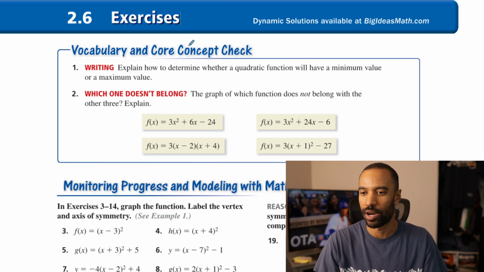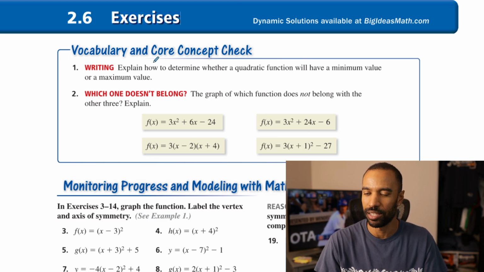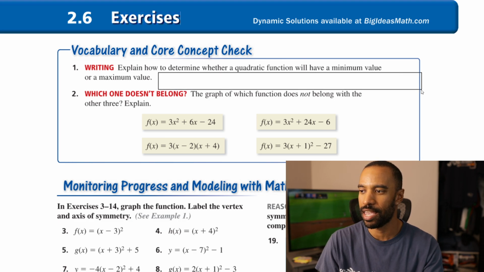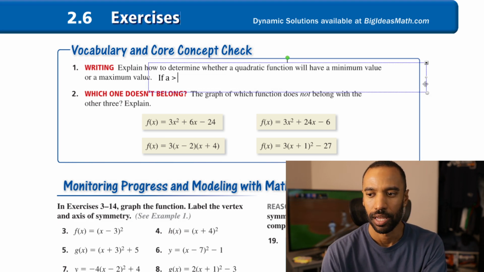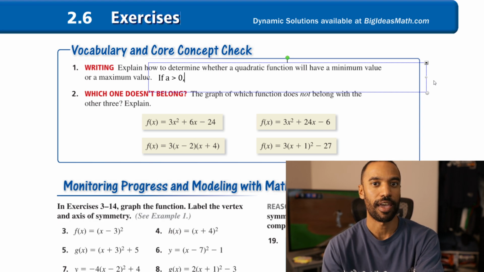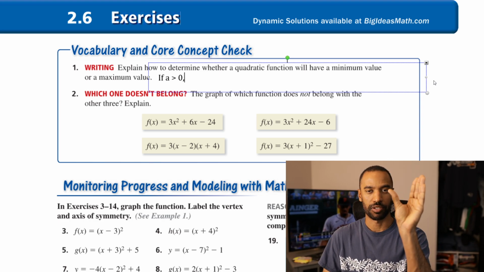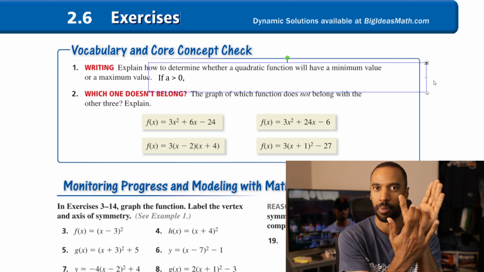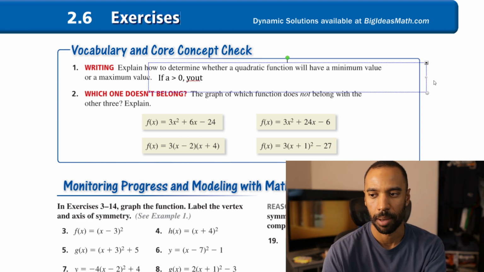Okay, let's start with numbers 1 and 2 on the vocabulary and core concept check. Number 1, writing. Explain how to determine whether a quadratic function will have a min or max value. It's all based off your stretch factor, guys. If a is greater than 0, and I want you to think about this, don't memorize it. If a is greater than 0, it's a positive number. Positive number means smiley face, upward facing parabola. That means it's hitting a bottom. That bottom is a minimum. Your parabola has a minimum.